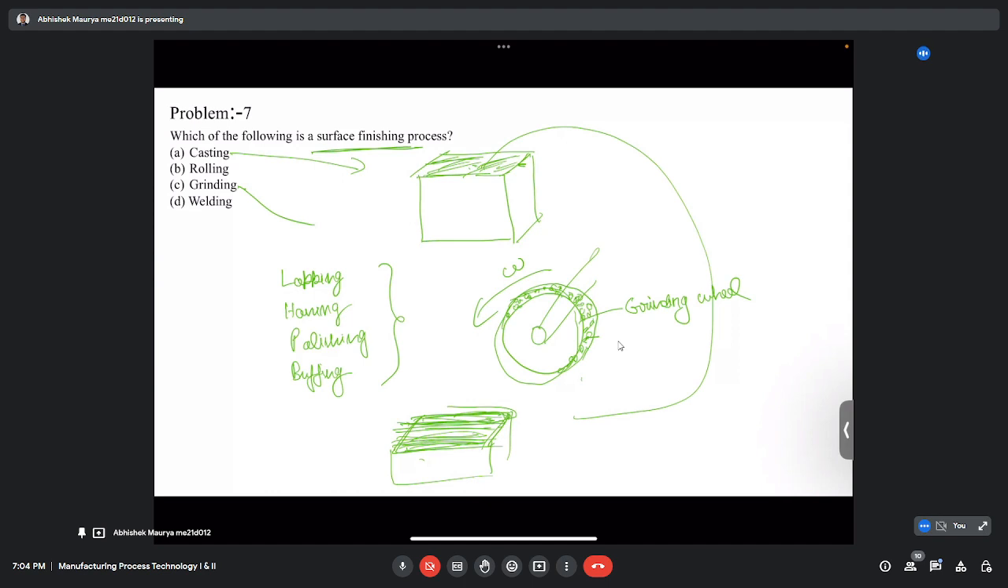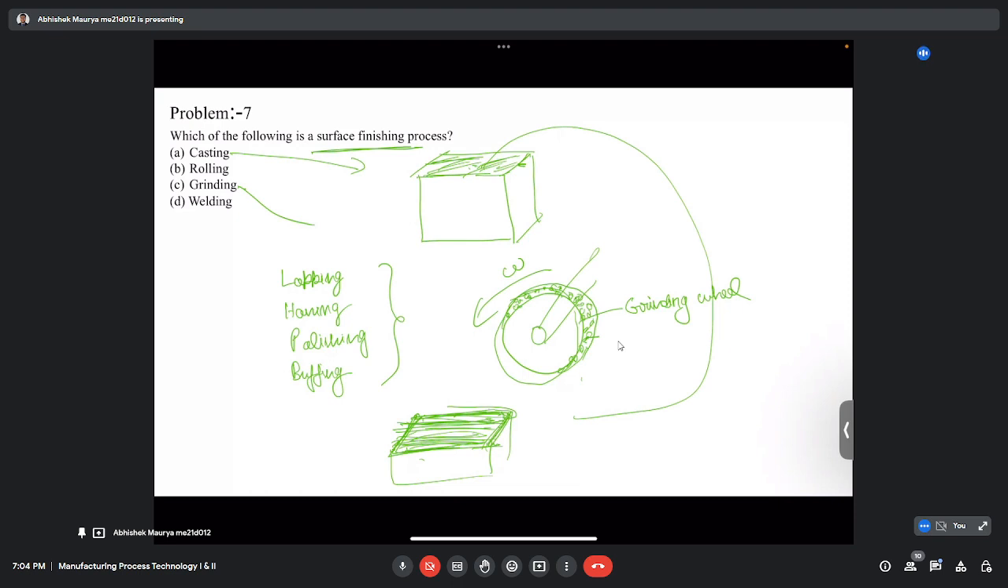So since it has abrasive particles, they remove material from the top surface of the component which we have got from casting or other processes, and it removes the material in the form of small chips. And after removing a layer of material, the surface we will get has a very good surface finish. So this is the grinding process.